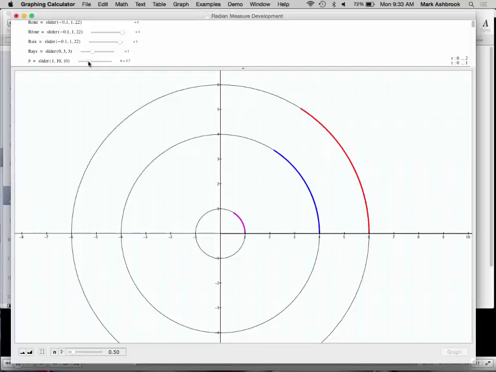So what I'm going to do is use the positive x-axis. See the positive x-axis there? I'm highlighting it now. That's going to be what we call the initial side of the angle.